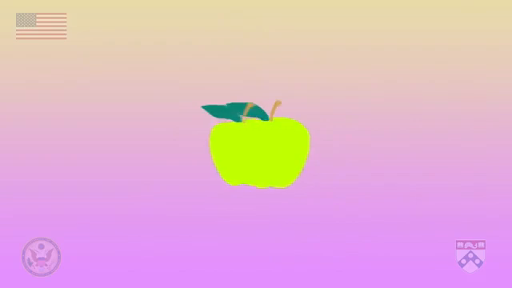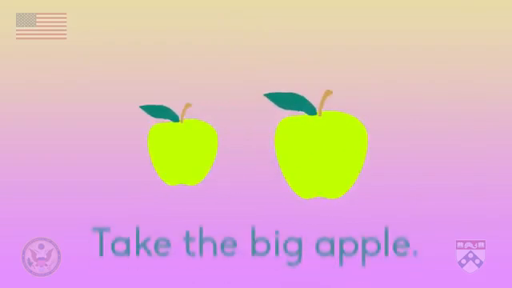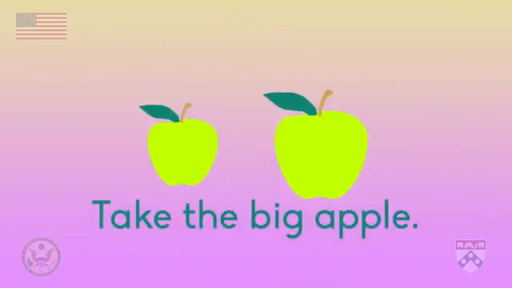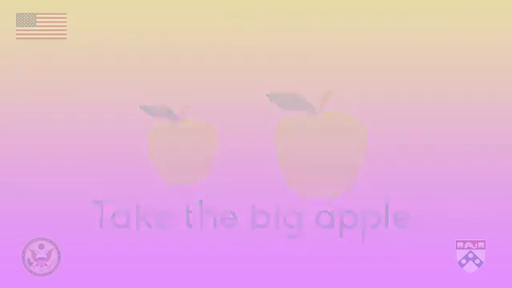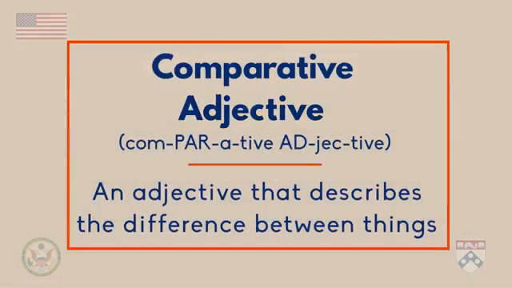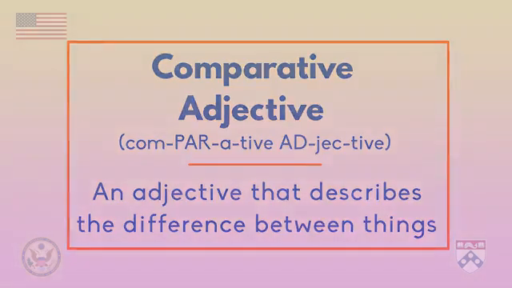So, those are adjectives. Now let's say I have two big apples and I want to give you one of them. If I just say, take the big apple, you don't know which apple I'm talking about. We need a way to talk about the differences between these apples. Comparative adjectives can solve this problem because they describe the differences between things. To make a comparative adjective, we take the adjective, in our case that's big, and add the letters ER to the end. Let's see what that looks like.